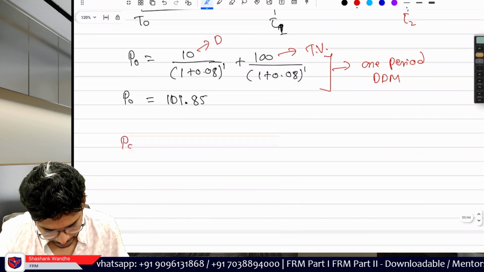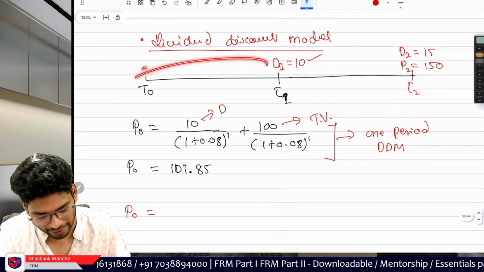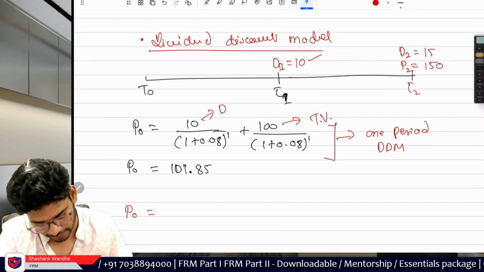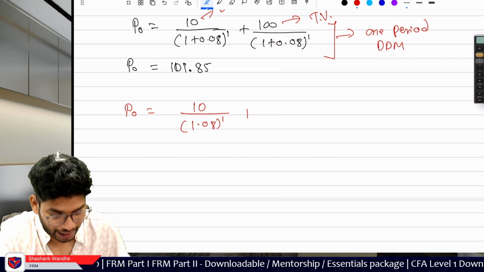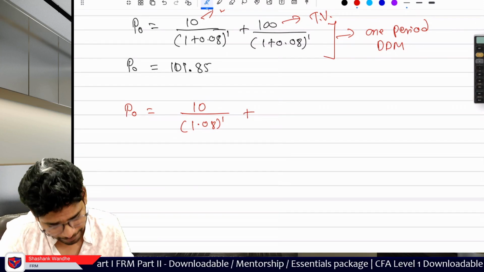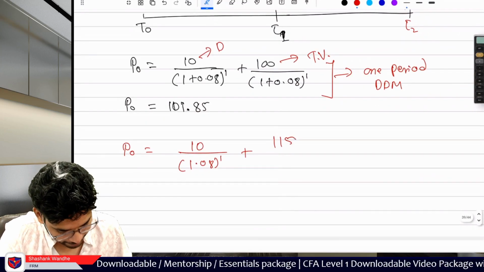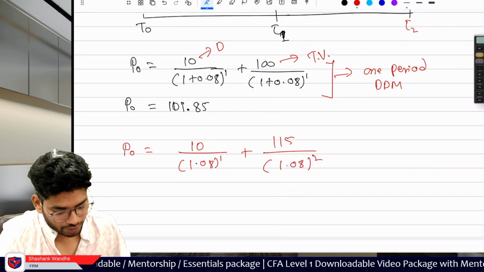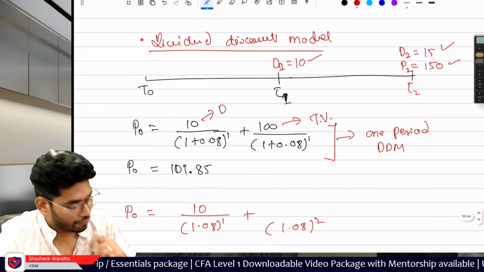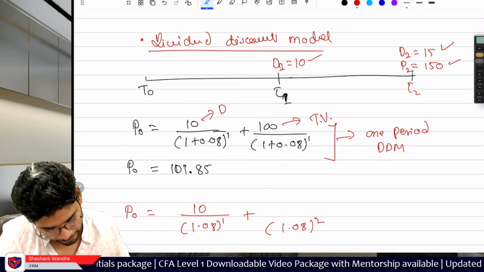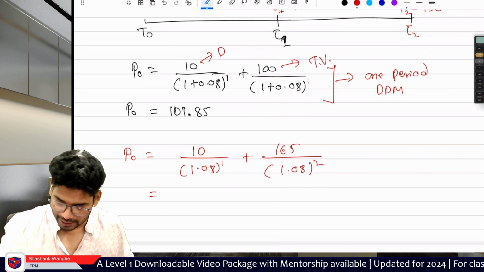Now again, the calculation. P0 is equal to, K is 8%. So we'll start with this. First we will discount D1 by 1 year and D2 and P2 by 2 years. So let's see. 10 divided by 1.08 to the power 1. And I'm assuming you understand all these concepts of discounting and everything. And then 115 divided by 1.08 to the power 2. Okay, so 15 plus, this is not 100, 150 plus 15, that's 165. So simply discount it and you will get the answer.